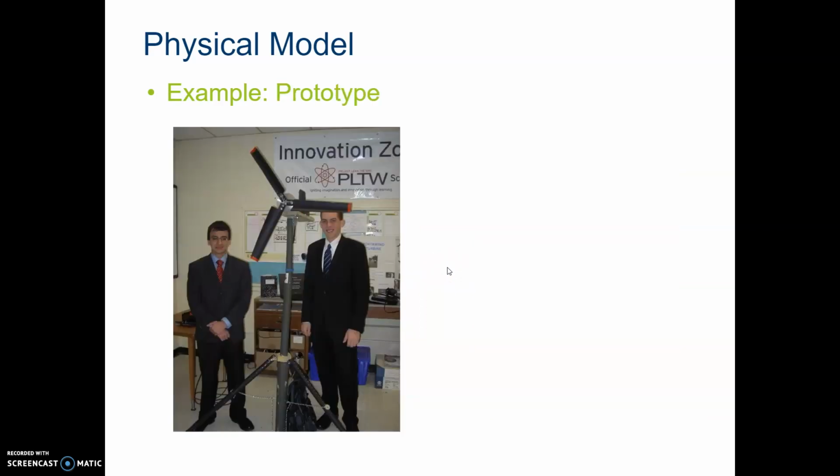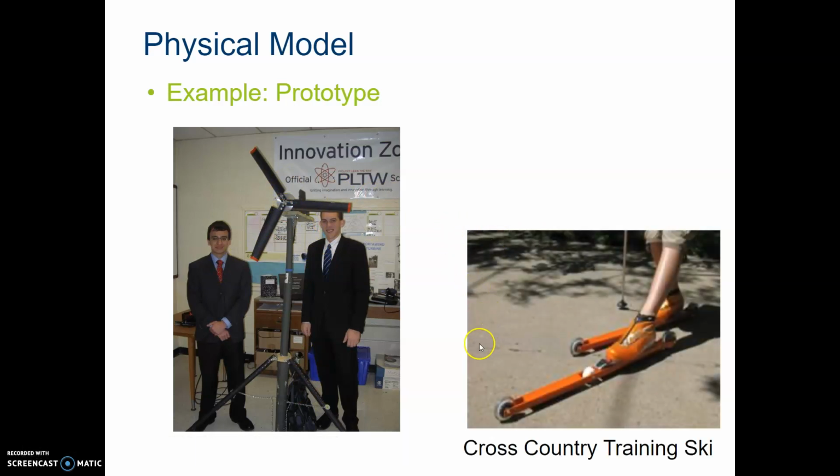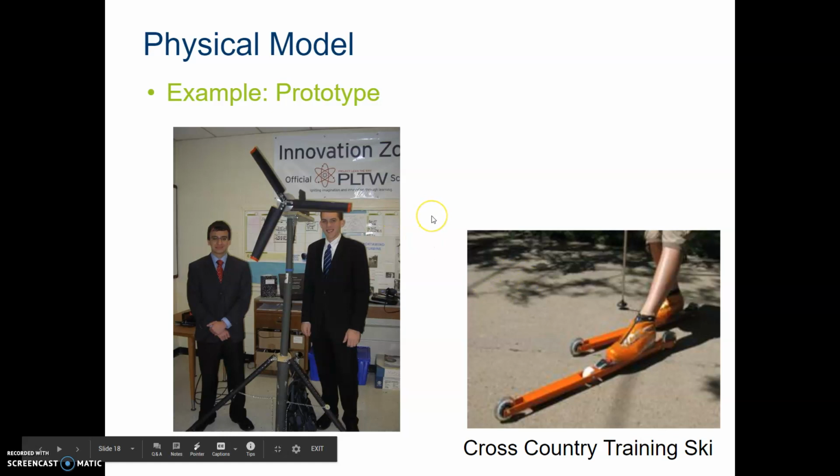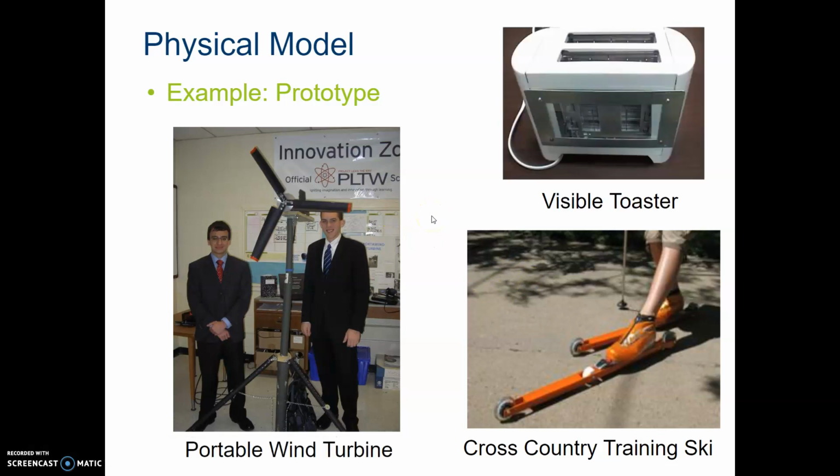And then lastly, we have a prototype. So this is something that would actually function. I'm assuming this is some kind of wind-powered something. So this actually would function and do what it needs to. And then over here, we have a cross-country training ski. That, again, is a prototype because it actually works the way it's supposed to. And then a visible toaster is the last example of an actual prototype.